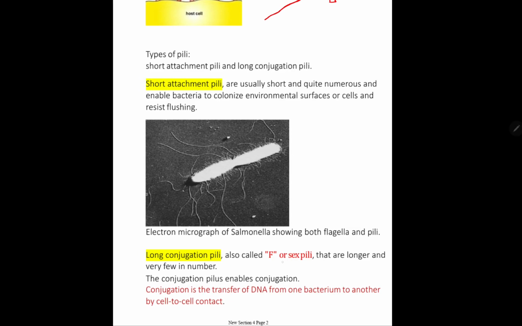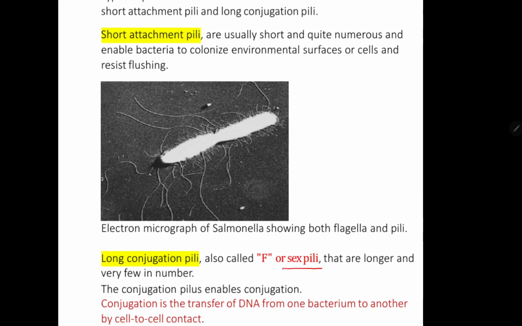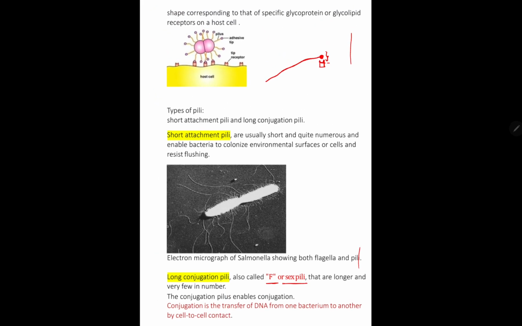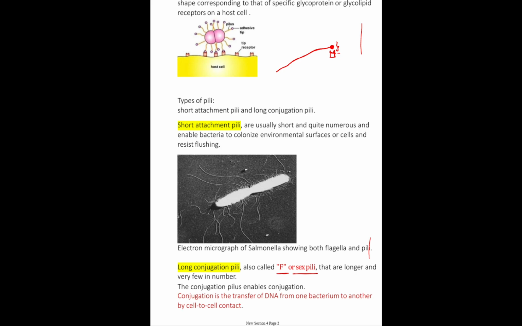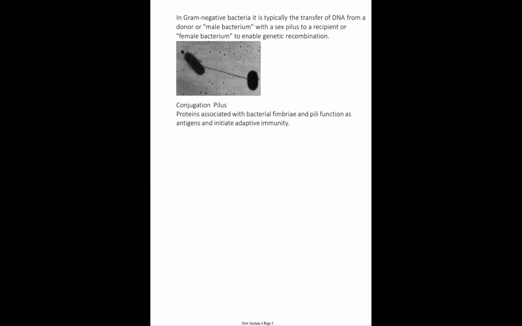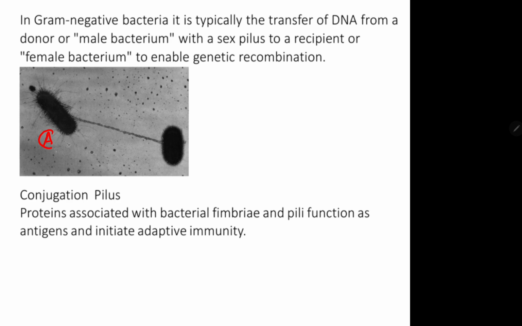Another one is the long conjugation pili. This is also called sex pili or F pili. They have a super important role in the transfer of genetic material from one cell to another cell. Try to understand it. Here we have two bacteria, bacteria A and bacteria B. Bacteria A wants to transfer its genetic material. Suppose it has some extra genetic material and wants to transfer it to bacteria B.